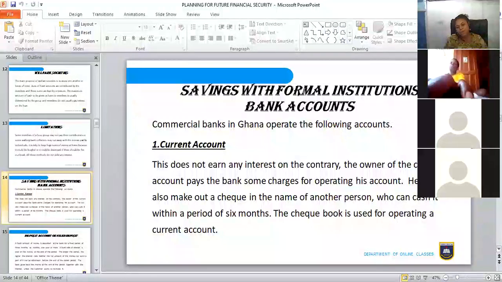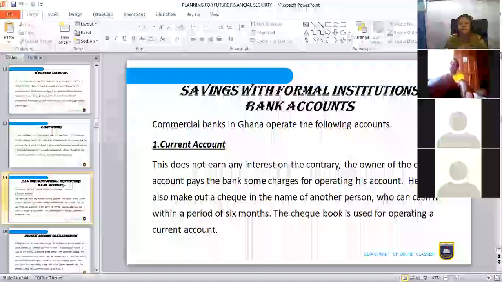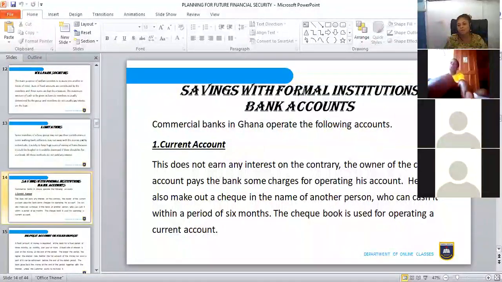So let's look at some of the accounts that are operated by these banks. First of all, we'll talk about current accounts. Current accounts do not earn any interest, but rather you, the account holder, pay the bank some charges for operating your account. People normally call it a salary account because that is where salaries are paid. The bank will never allow salaries to be paid through a savings account. That is the reason why some people call it a salary account.